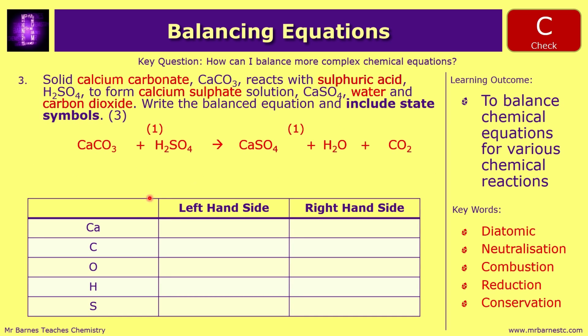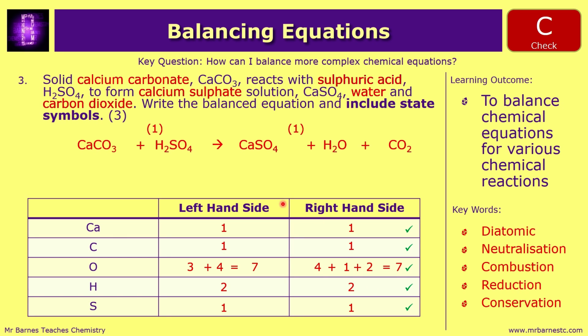Your next step is to count what you've got. So I've got 1 calcium, I've got 1 carbon, I've got 3 oxygens, plus 4 over here, so I've got 7 in total. I've got 2 hydrogens, and I've got 1 sulfur. On the right hand side, I've got 1 calcium, so that's balanced. I've got 1 carbon, that's balanced. I've got 4 oxygens, plus 1 from my water, plus 2 from my carbon dioxide, which gives me 7, which is balanced. I've got 2 hydrogens, also balanced, and then I've got 1 sulfur, balanced. So it's already balanced, so we don't need to do any balancing here.